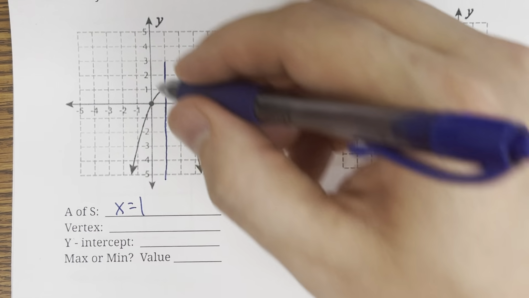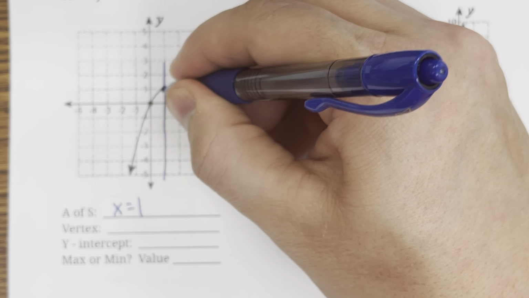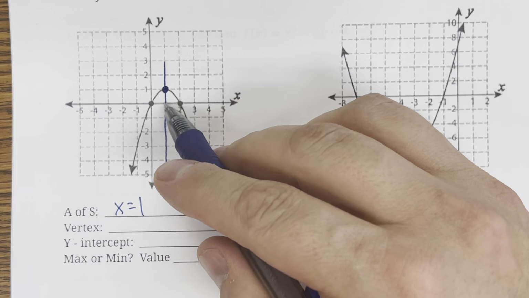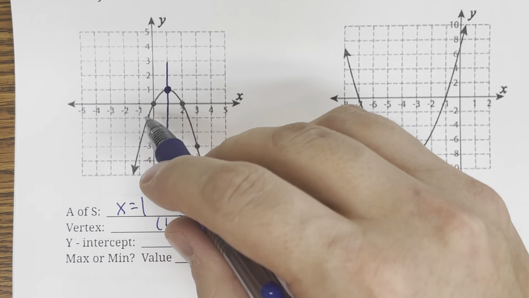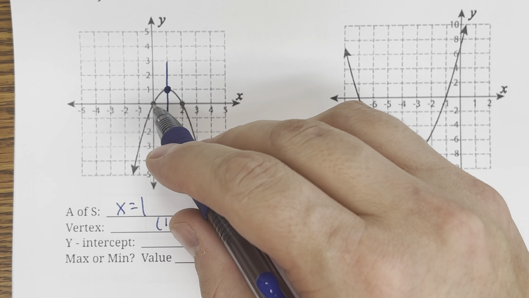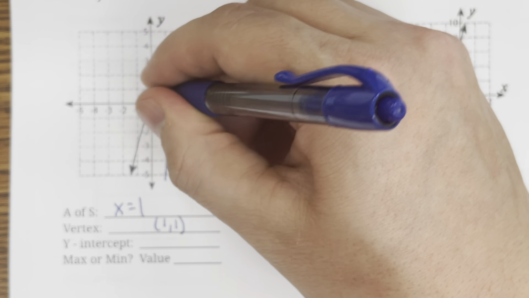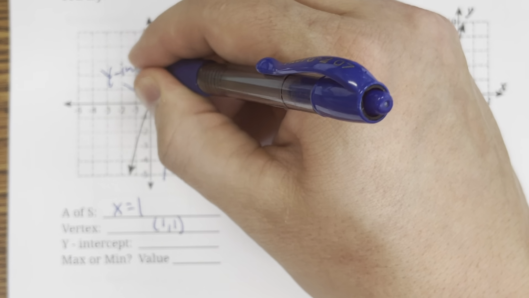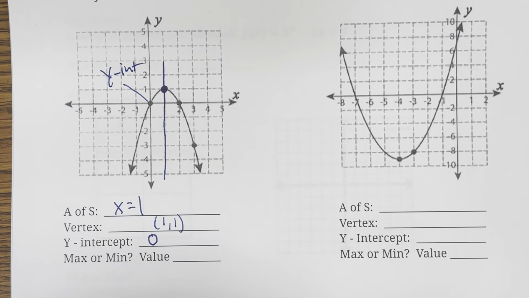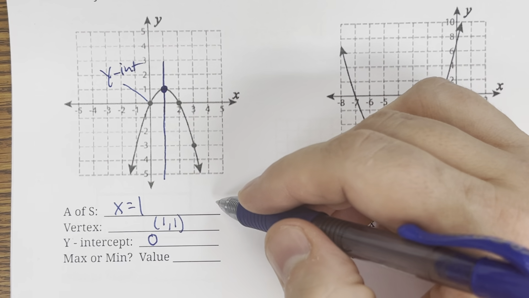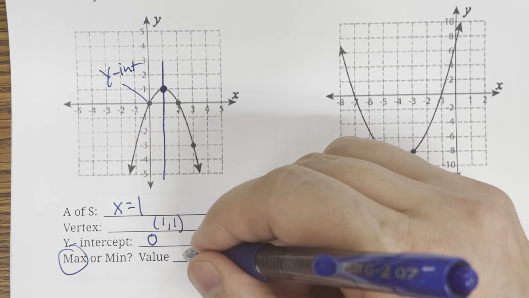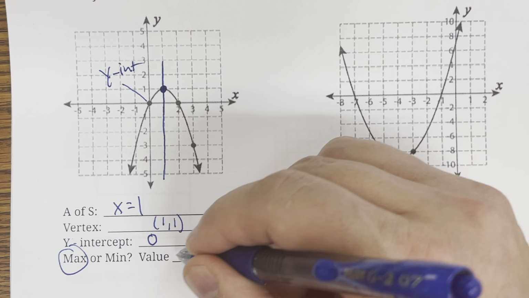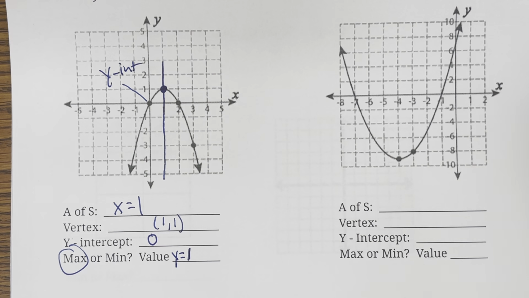The vertex, highest or lowest point, that's right here through the axis of symmetry, 1, 1. The y-intercept, it appears as if it crosses the y-axis at 0. We'll label that on this one. And it goes down forever, so there's no minimum. So it has a maximum value, and the maximum value is 1, or y equals 1.